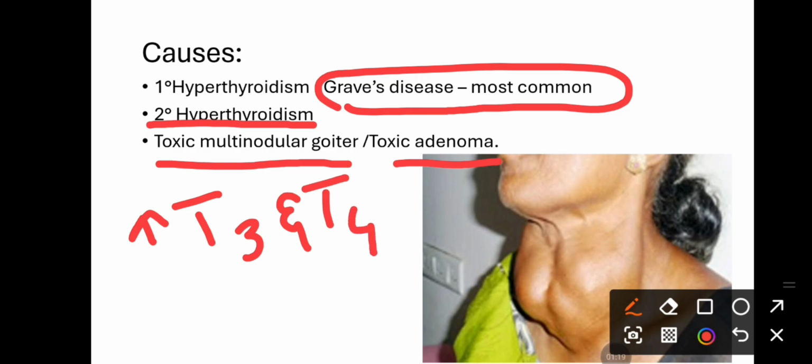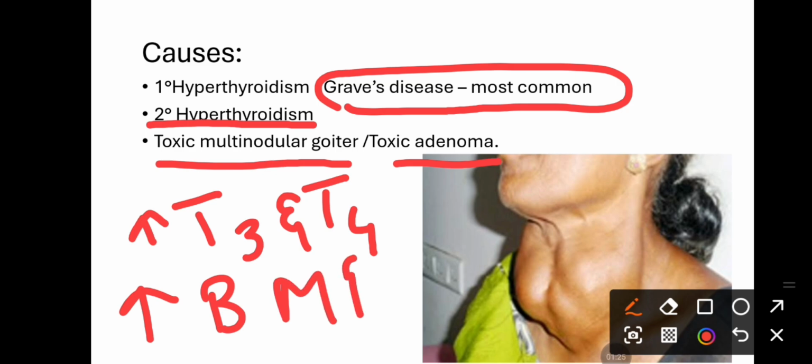causing beta adrenergic activity, which will lead to a rise in BMR, that is basal metabolic rate, which leads to an increase in the oxygen consumption and heat production.